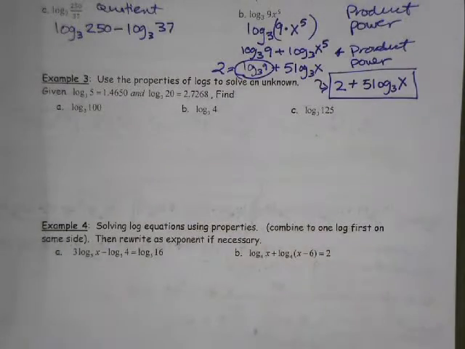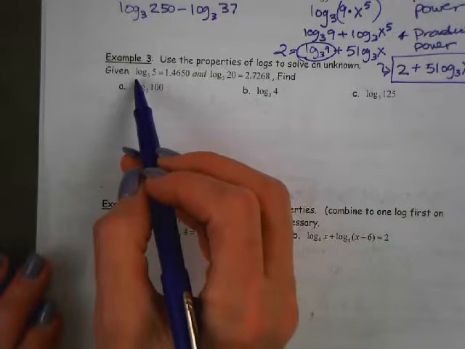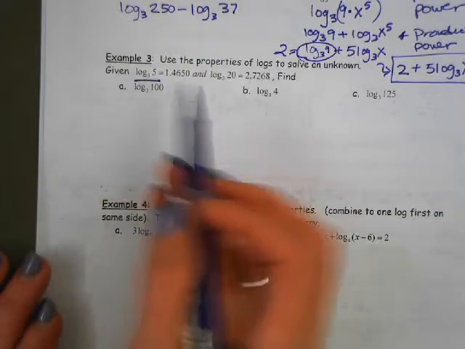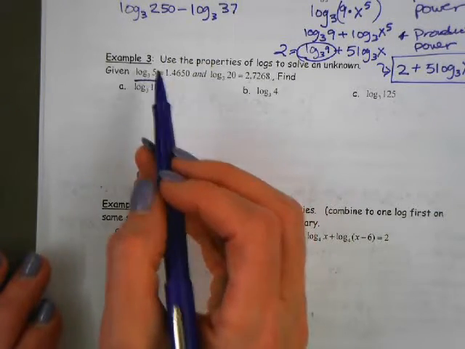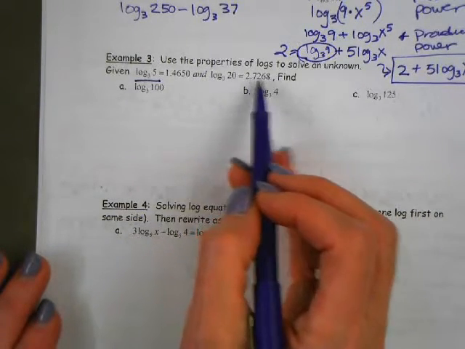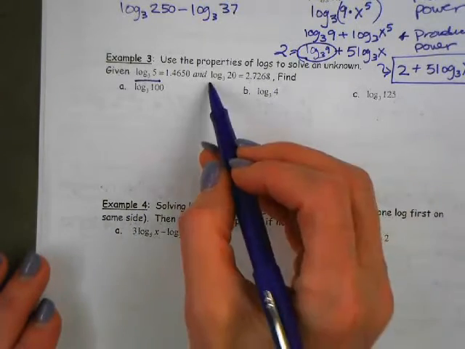Alright, so now you're kind of seeing how you pull stuff apart using those properties. So we're going to use those properties to actually find the answers. Okay? So there's times when you may know what values of certain logs are. So if you can use those properties to get them into those values, then you can solve for them. So an example is as follows. Someone is telling me that log base 3 of 5 is 1.465. So if I take 3 and I raise it to the 1.465, that's going to equal 5. Okay? If I take 3 and raise it to 2.7268, that equals 20. So they have given me these values.